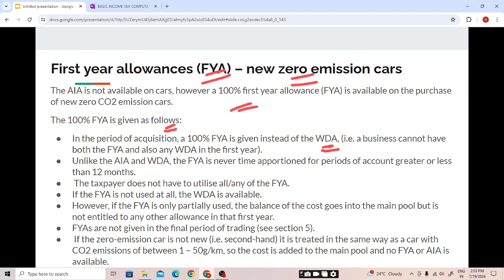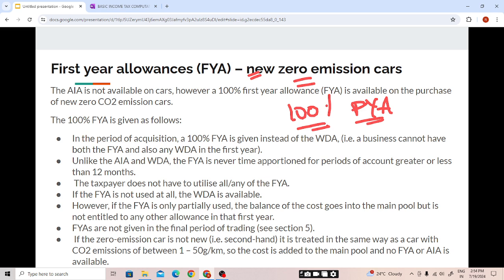So students, in the period of acquisition, 100% FIA is given instead of the WDA. That is, a business cannot have both FIA and also any WDA in the first year. Now students, we purchased a car that is new zero CO2 emission. This will qualify for 100% first year allowance and we will claim the whole amount, because this will reduce our taxable profit. But if a person partially uses the FIA and then uses the WDA, we have some different rule. We will be covering that further in this slide only.